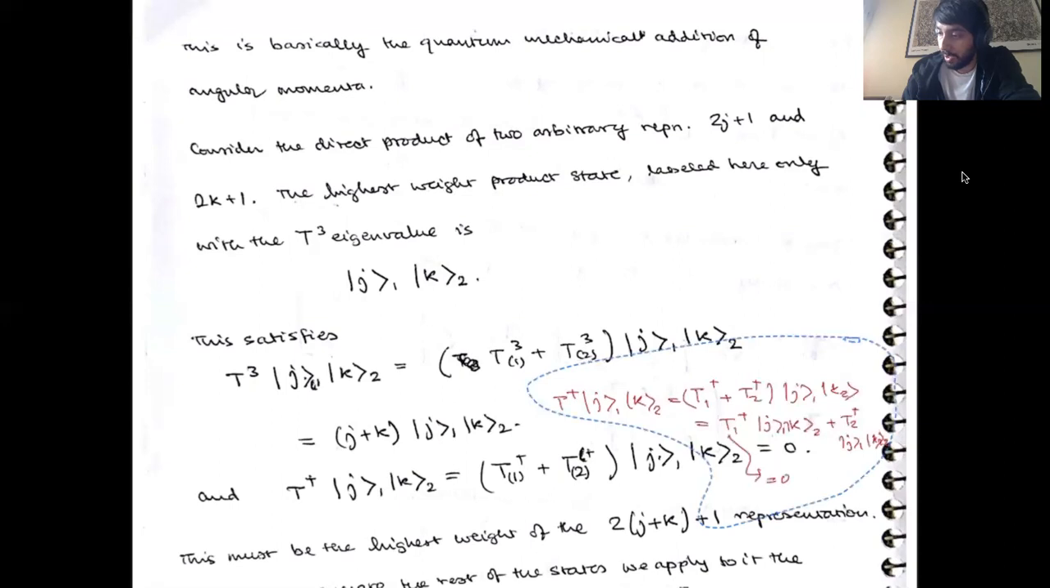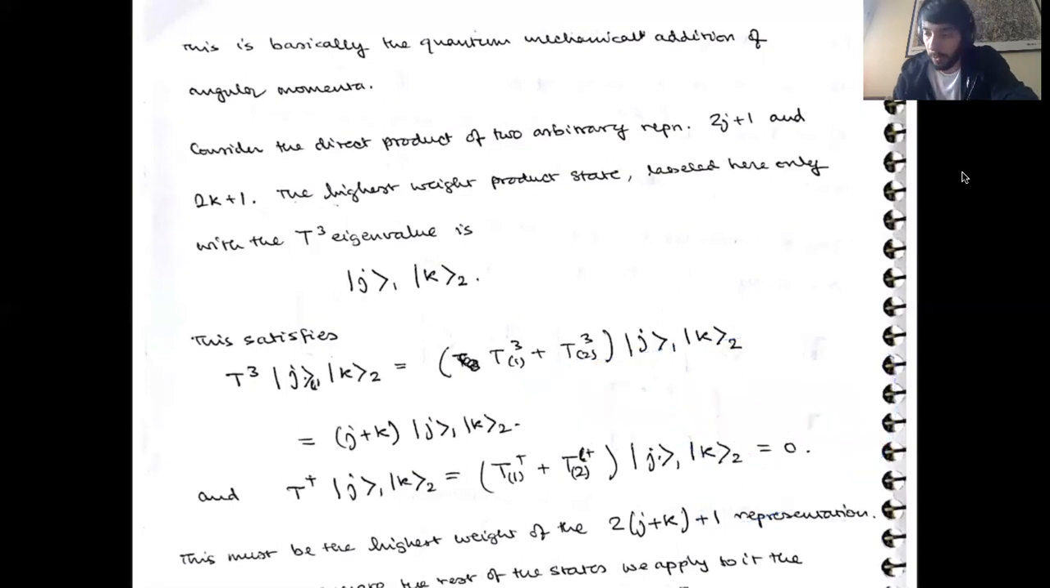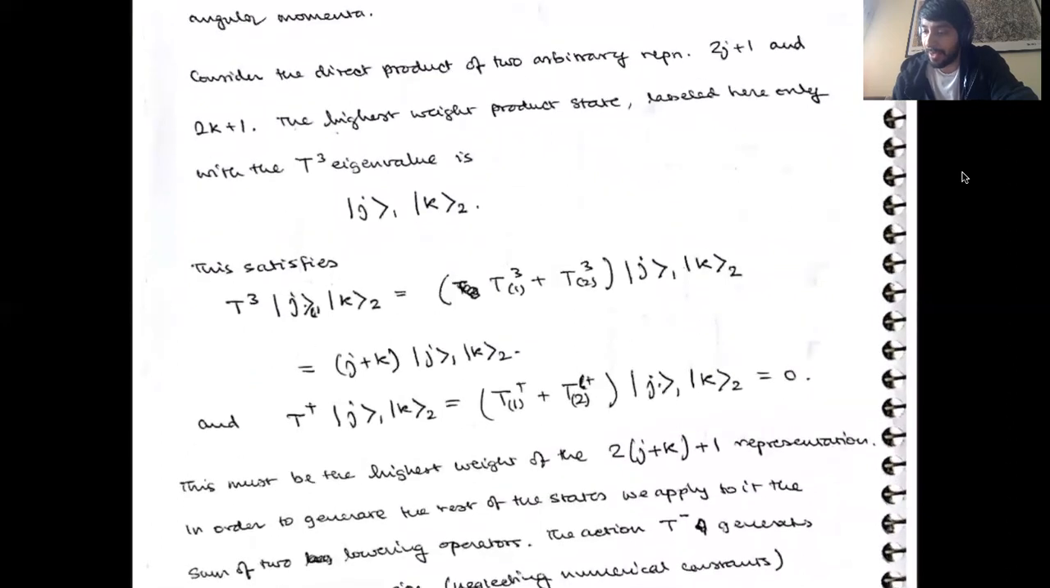With that clarified, now moving on. So you see that what has happened is that T3 gives you J plus K, and T plus acting on this gives you 0. So this is the highest weight state, and the m value of it is J plus K.